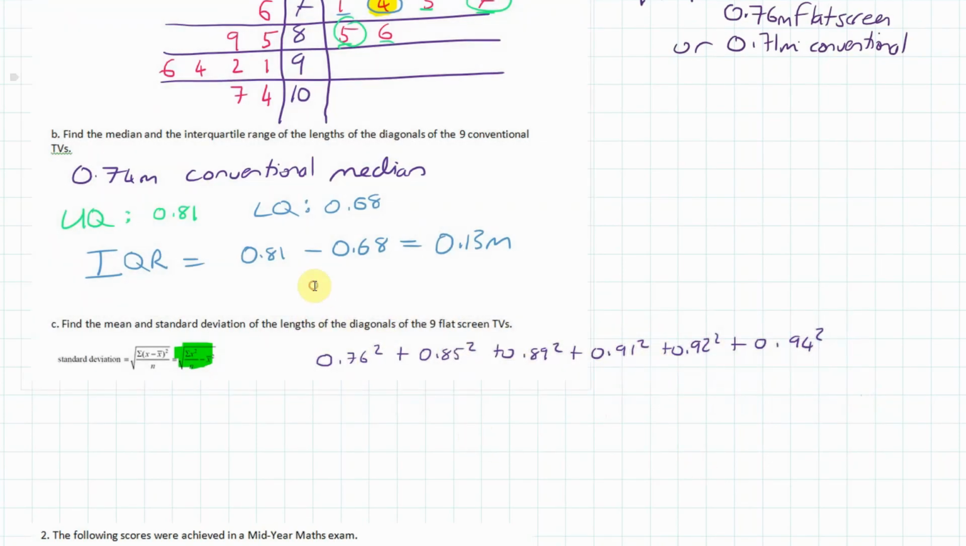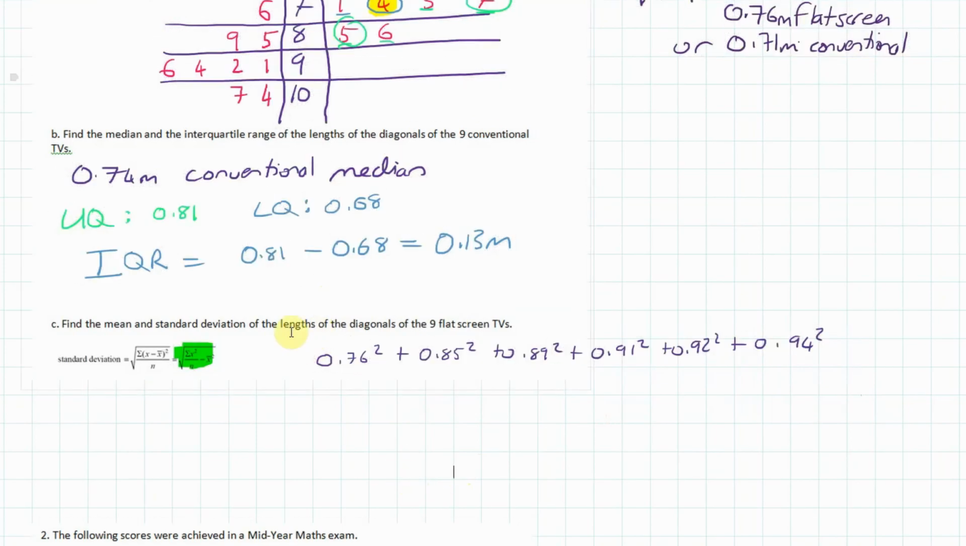Nope, that's not helping me at all, is it really? Okay, plus 0.96 squared plus 1.04 squared plus 1.07 squared. Okay, now that whole thing, we'll find out what that is equal to.